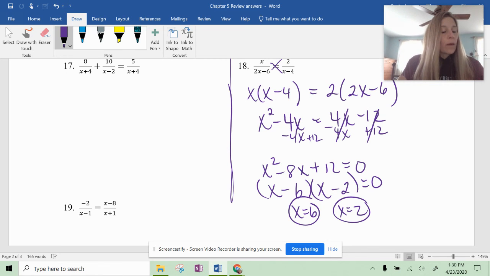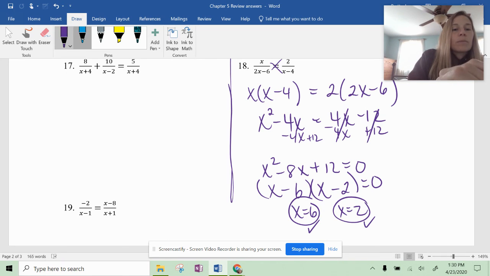Now you would have to then plug these in to see if either one of them is extraneous, but they do both work because I've already checked them. So I'm just going to move on to save some time here.